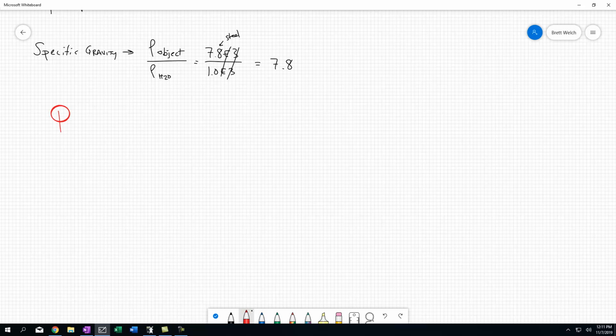Okay. Ooh, that's a funny looking P. Let's change that so it doesn't look so funny. There you go. P equals force over area. And so pressure is going to be measured in units of newtons per meter squared.